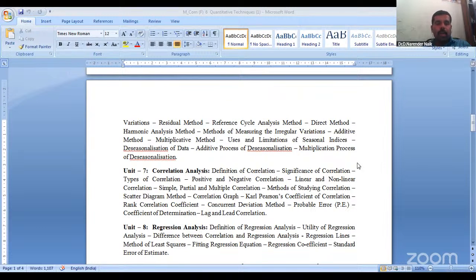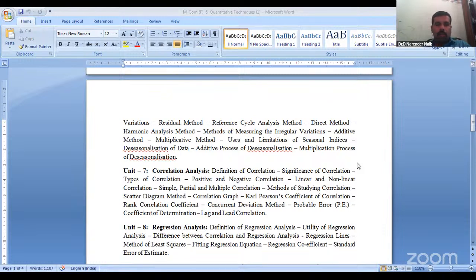So what are the theoretical concepts here? Definition of correlation, that is number one, significance of correlation. Then types of correlation. In types of correlation, we are going to see positive and negative correlation, linear and non-linear correlation, simple, partial, and multiple correlation. Then methods of studying correlation. There are different methods, but in our syllabus, different topics are there.